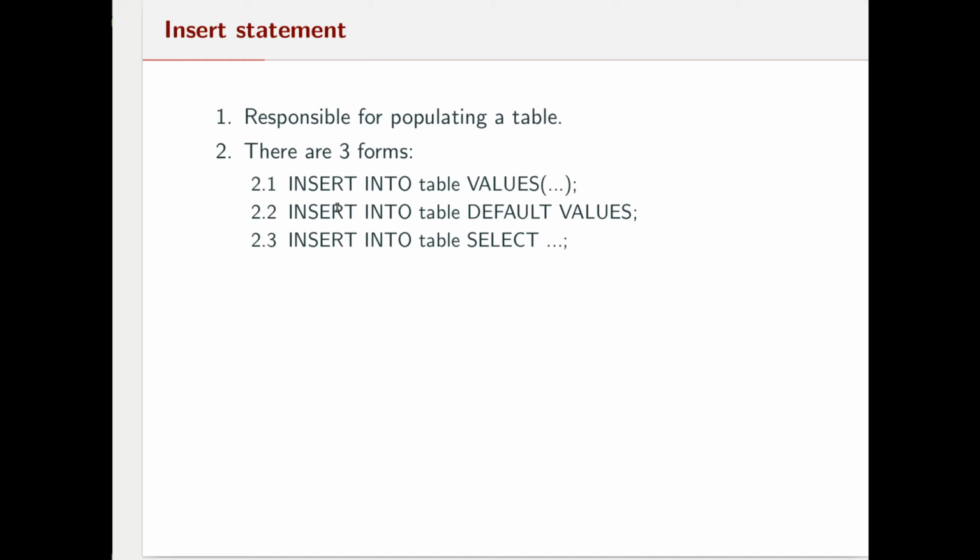They're listed here. The first one is insert into table followed by values, and then you give the values. This is what we have seen so far. The next one is insert into table default values. We'll have to see this. Insert into table followed by a select statement. Again, this is something that we saw very briefly in the past. We'll look into this again.